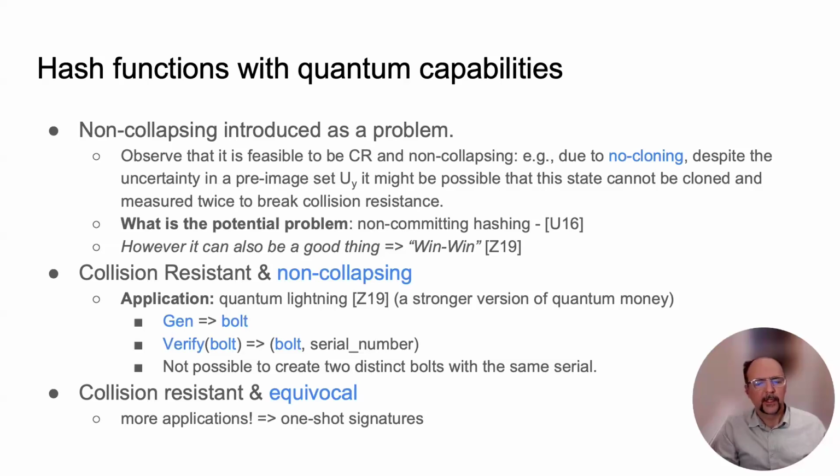It has a quantum key generation that generates what's called a bolt, and the bolt could be verified, resulting in a unique serial number, but it's not possible to clone a bolt, so it's not possible to have two bolts that have the same serial number. Now, one of the key observations here is that there are actually much more interesting things to do in that space, and in fact we will now describe interesting implications of the equivocality concept in the context of our primitive, one-shot signatures.